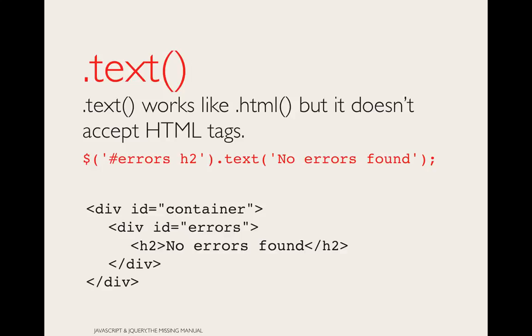Again, what we've got here is a selection. On the left-hand side, we've got the H2 that's a descendant of the errors ID div. You see that? H2 is a descendant or child of the div with the ID of errors. We're going to take only the text inside the H2 and change it to no errors found. And that's what it looks like. Left to right, selector, method.